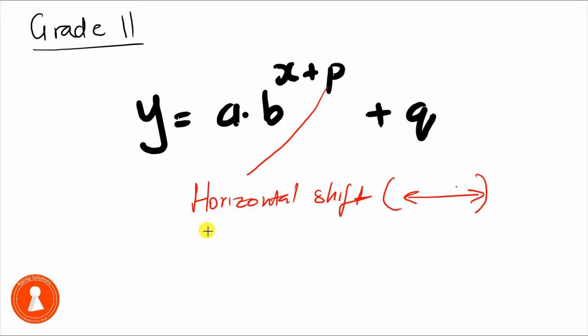Now, when p is positive, this graph shifts to the left. When p is negative, this graph shifts to the right. This is all that you need for grade 11. This p, all it represents is horizontal shift and nothing else. Great stuff. Now, let's try some examples. Let's have fun now.